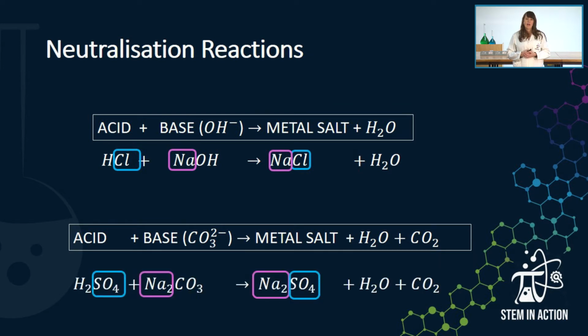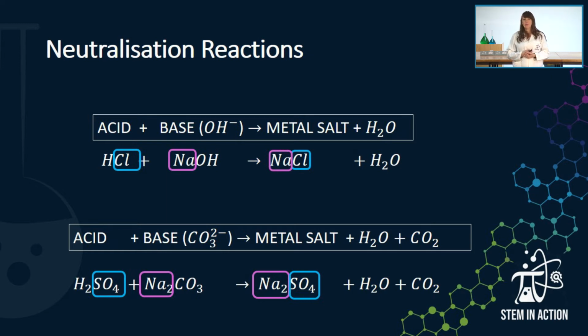We can also have an acid and base reaction where the base is in the form of a carbonate. Here we'll also form a metal salt and water, but in addition to that, we'll also form carbon dioxide. An example of that would be sulfuric acid reacting with sodium carbonate to form sodium sulfate, water, and carbon dioxide. Again, the positive ion of our metal salt comes from the positive ion in our base, our carbonate, and the negative ion comes from the negative ion in our acid.